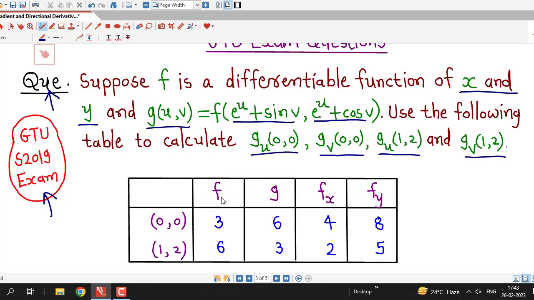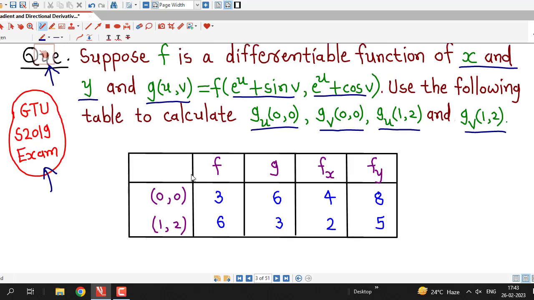And here we are given values of functions f and g and values of partial derivatives of function f at points (0, 0) and (1, 2). So first we notice that it is given that f is a differentiable function of x and y, and g of (u, v) equals f of this comma this.